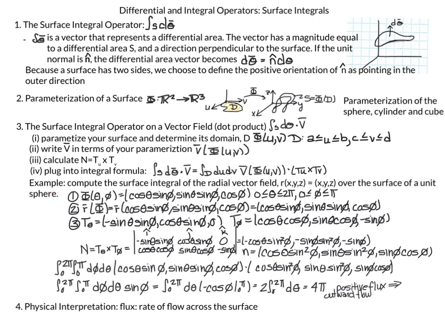The last note that I have, it's more of a note than a topic, is a physical interpretation for the surface integral operator, and that is a flux. This surface integral will give us the rate of flow across the surface. That concludes the overview, so we can start again back up at the surface integral operator.